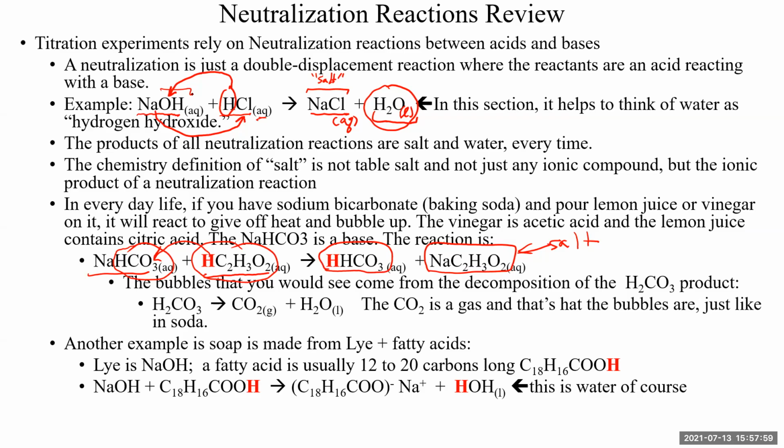Another example is soap made from lye. Lye is just sodium hydroxide. Sodium hydroxide and a fatty acid. A fatty acid is an organic acid, like those carboxylic acids we talked about. So by now you probably recognize the COOH as representing the C double bond O, OH. That's our acid ending. And then here we have an 18 carbon chain.